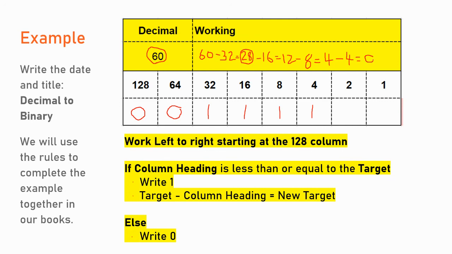And all we need to do to complete it on the grid is add zeros here. And there we go. The decimal number 60 is actually 00111100 in binary. That is how you convert a decimal number to a binary number.